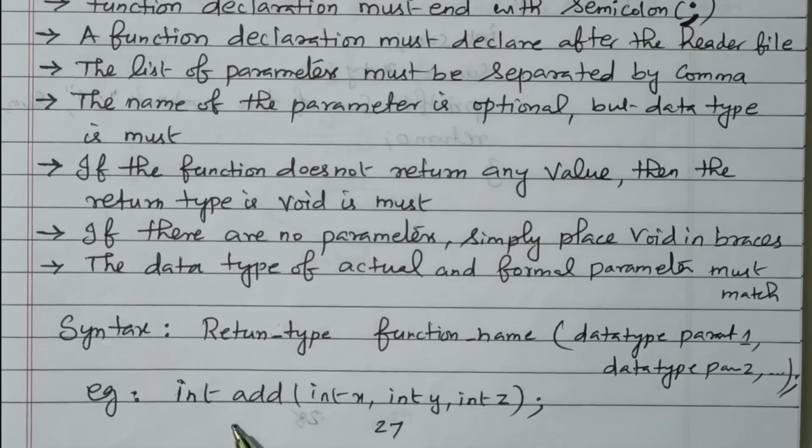We need to write the coding for that, right? So this is the return type, this is the function name, and this is the parameters. So we are going to send 3 integers to the function. That function will add the 3 numbers and return the answer as an integer type. So accordingly we need to write the coding. Now we will see the next element.